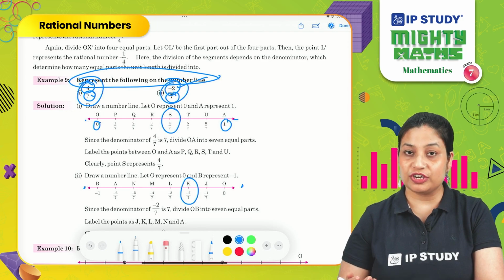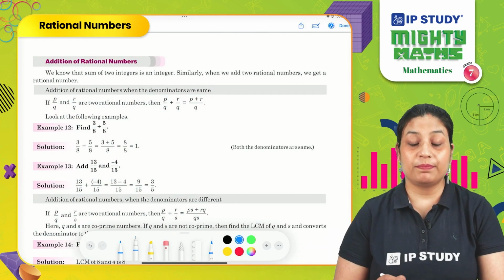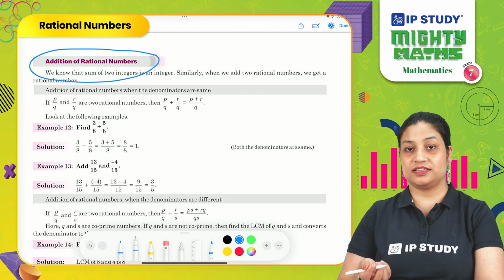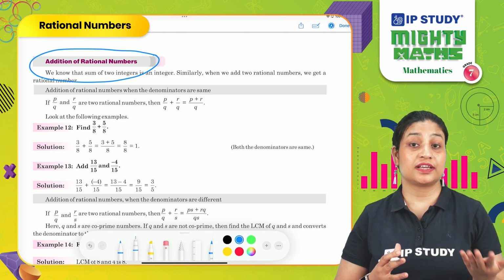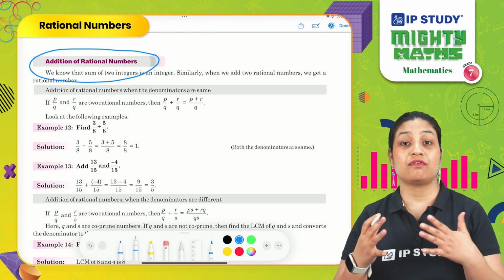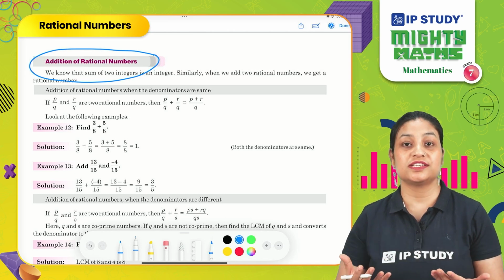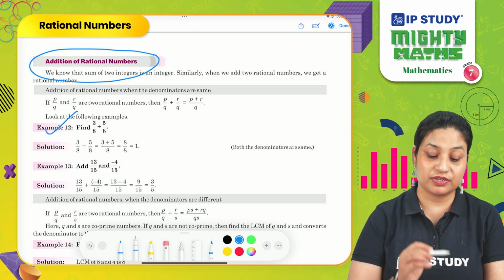So I hope you have understood how to represent rational number on a number line. Now let's move on to the next topic and let's see what is there. The next topic is addition of rational numbers. So dear student, it is quite easy for us because we have already done this type of topic in the previous grade when we were dealing with addition of fraction, right? So without wasting our time, let's do this concept with the help of an example itself.